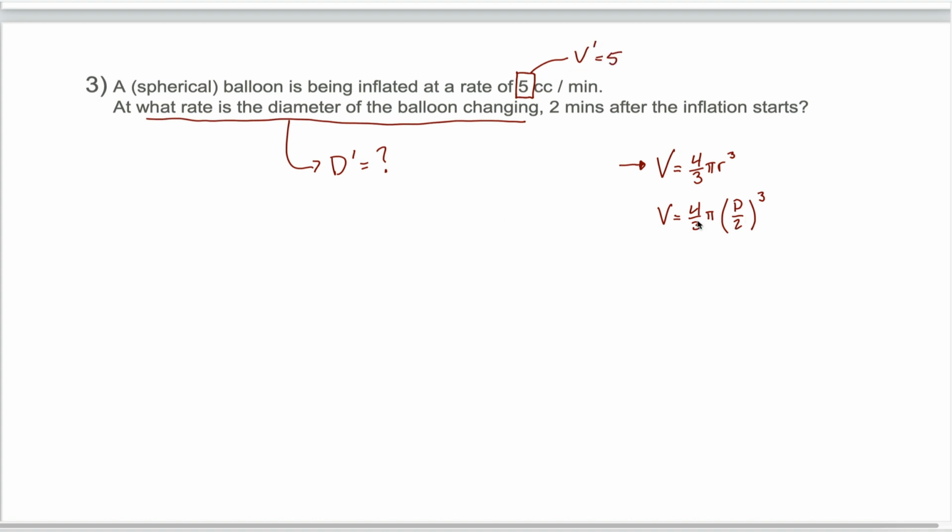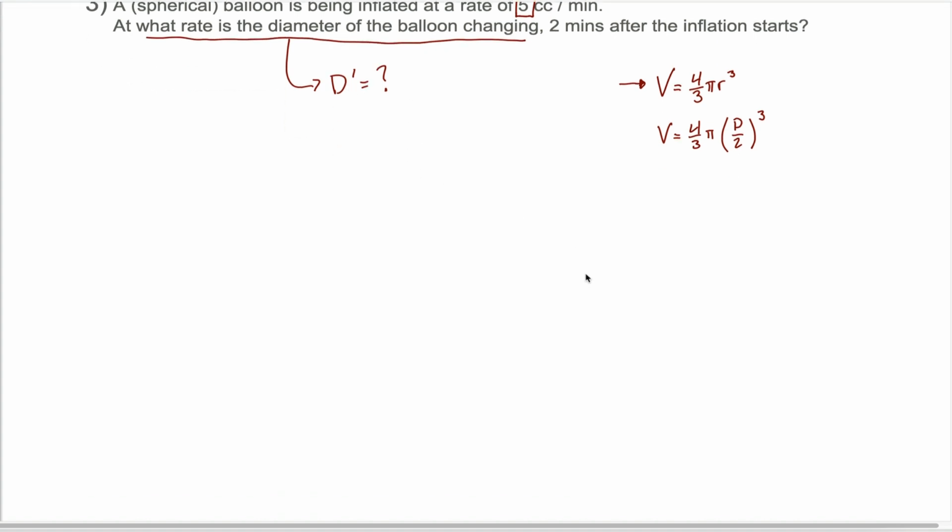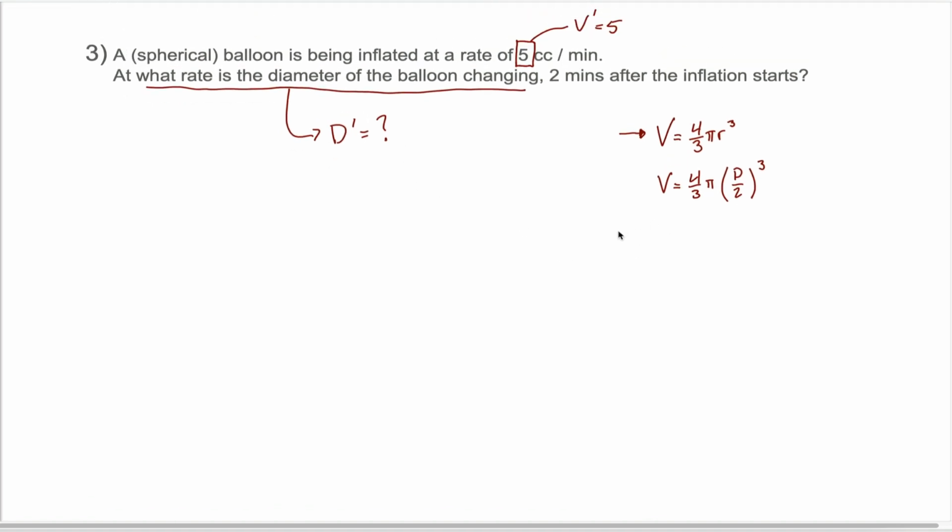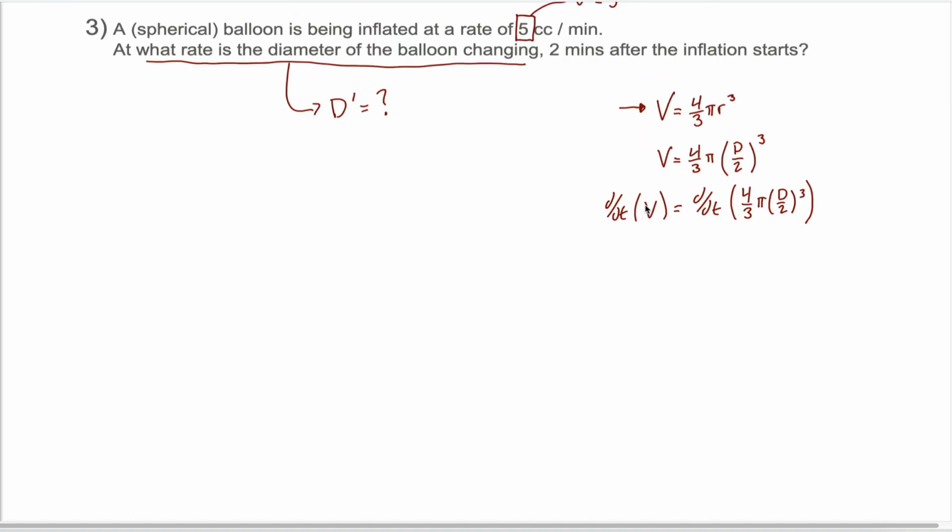So we have this equation set up that relates together the two letters that we're either told about the rate of change of or wanting to determine the rate of change of. So here's where we do our calculus. Take the derivative of both sides of the equation. I need the derivative of V on the left side, and I need the derivative of 4/3 pi times (d over 2) cubed over here on the right side. The derivative of the left side is pretty straightforward.